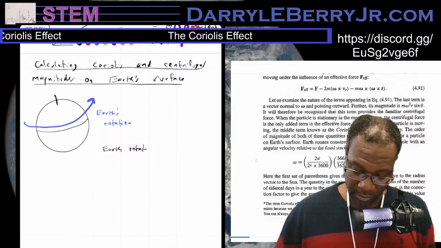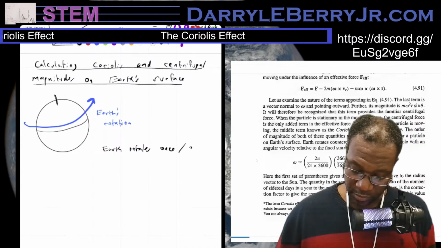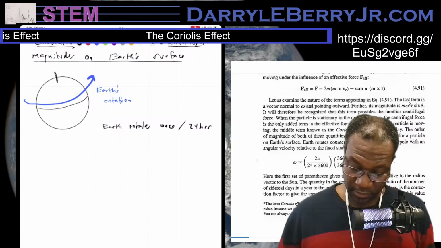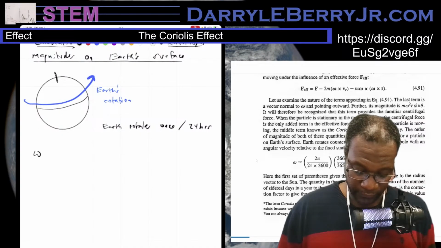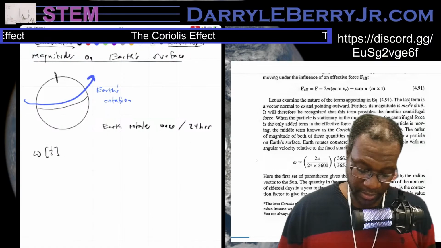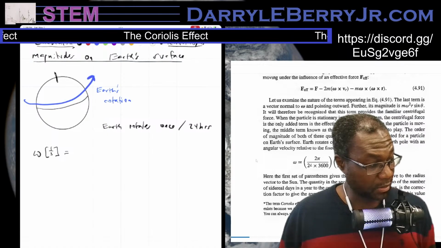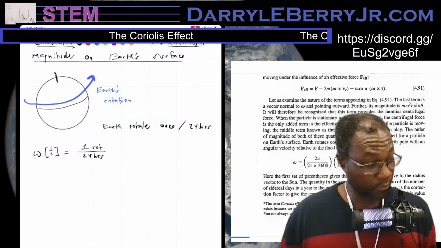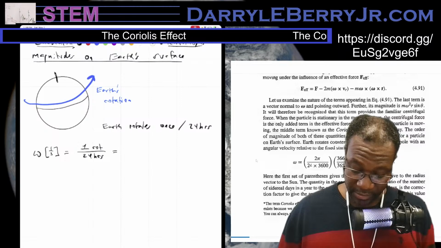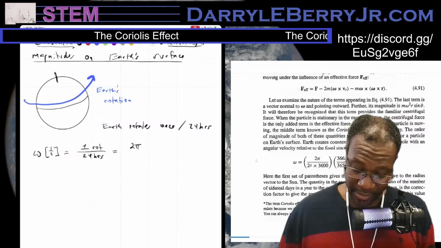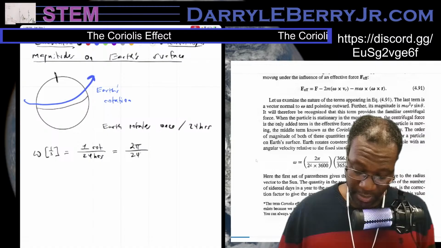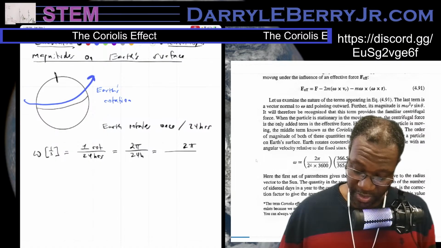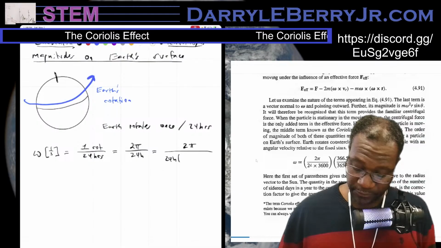Earth rotates once per 24 hours. So, angular frequency, per second. So that's one rotation for 24 hours. So that's 2 pi radians for 24 hours. So that's 2 pi divided by 24 hours.